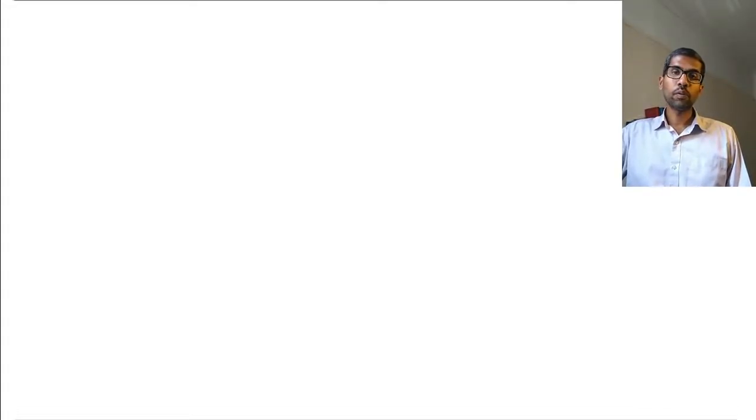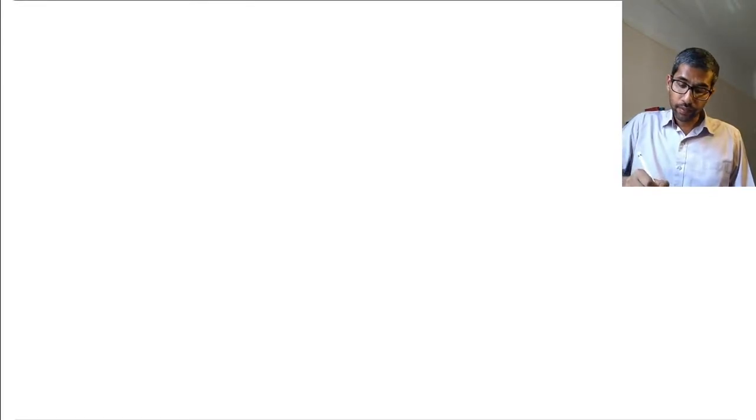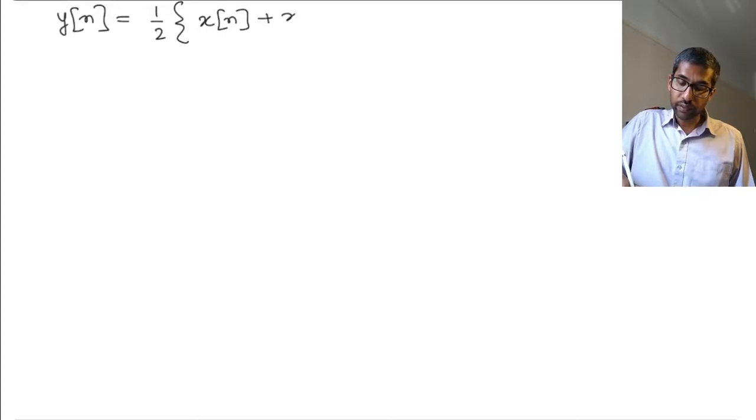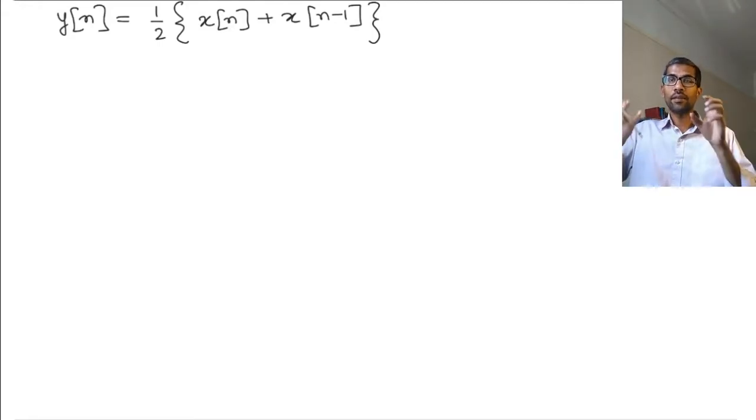Okay, in this video, we're going to take a very simple transformation and look at what kind of frequency behavior that transformation shows. The transformation that I want to deal with is y[n] = 1/2 (x[n] + x[n-1]). So basically I'm taking two values and taking their average, and the output is the average of these two values.